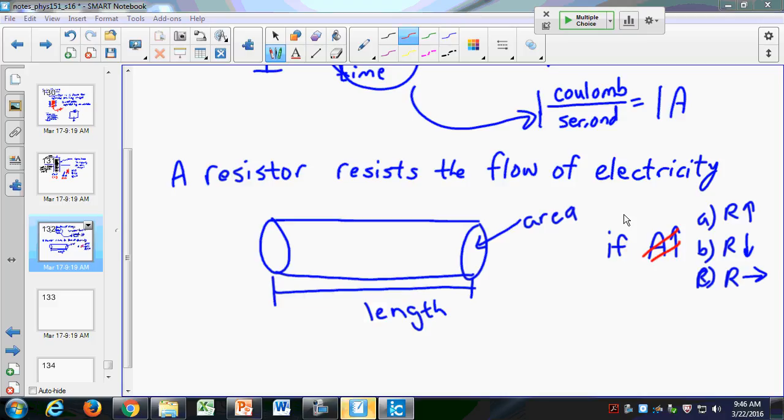Now, what if the length goes up? What will happen to the resistance? Will it be harder to push electricity through that device, easier, or will it still be the same? If I just make the resistor longer, or thinking also about the flow of water, if I make my pipe longer, keep the area the same, but just make it longer.